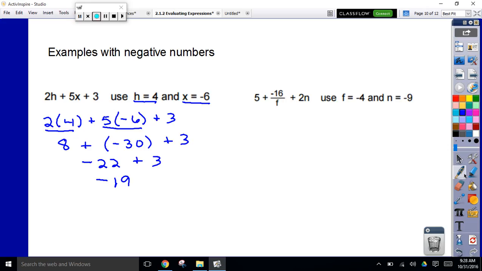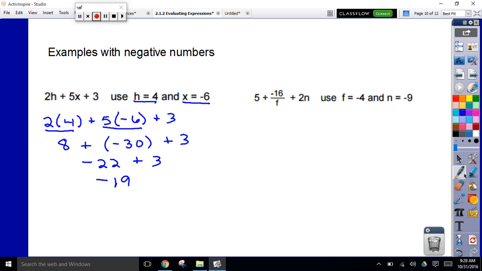Make sure you copy down what I have, and when we do the you try, those ones you should do on your own. Try not to work ahead too much on these because I want you to make sure you're following what I'm doing. Okay, next example, we have 5 plus negative 16 over f.